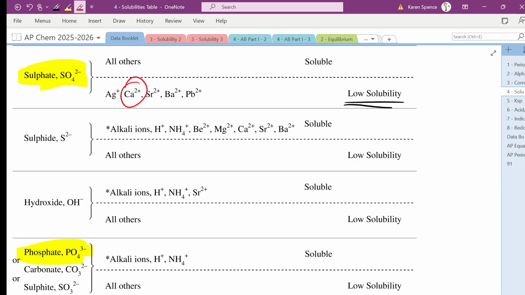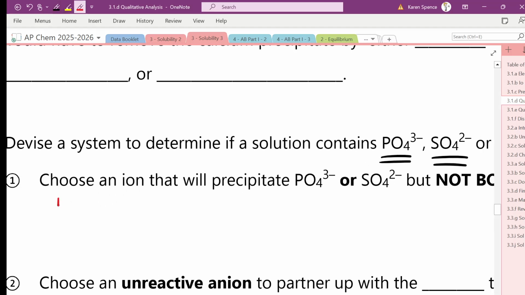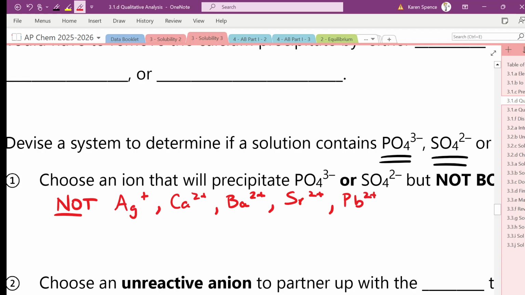What will it do with lead? I'm thinking Pb. What will calcium do with phosphate? It will also precipitate it, yes? So let's start by listing things that it cannot be. So it cannot be any of those because all of those are down here, yeah? So not silver, calcium, barium, strontium, or lead, because those would precipitate both.